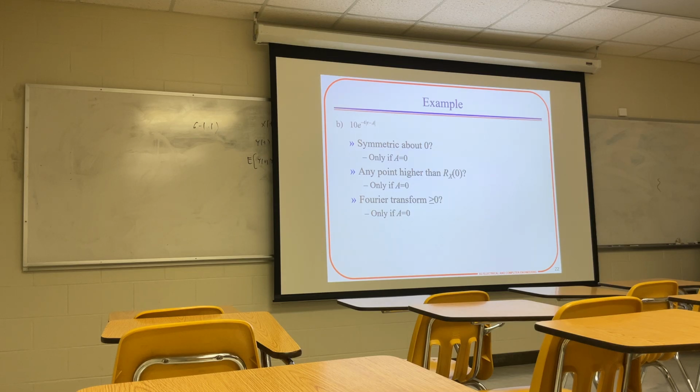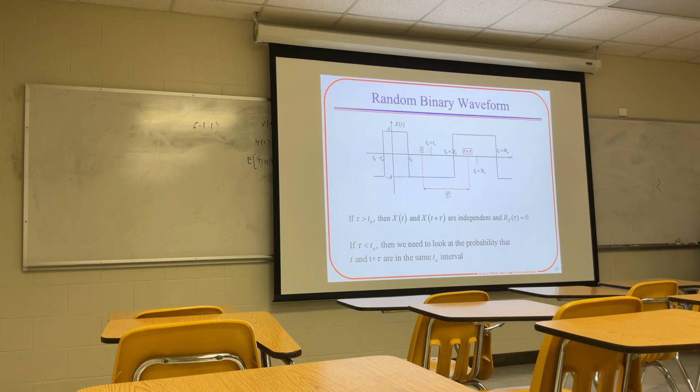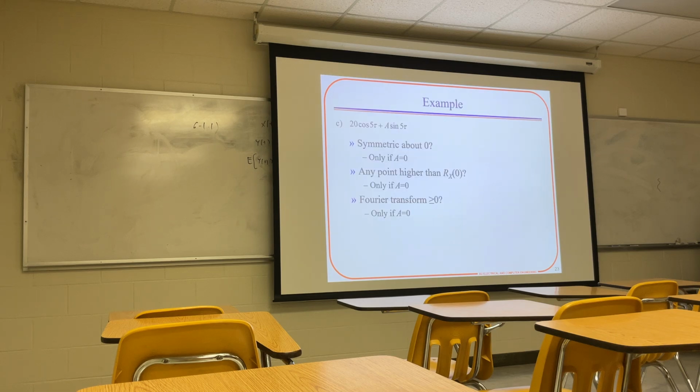And this is true only if a is 0. Here's one that's a little weird. What if you saw that? Well, the first part right here does have a peak value. I mean, the 20 cosine of 5t. That is, in fact, legit.